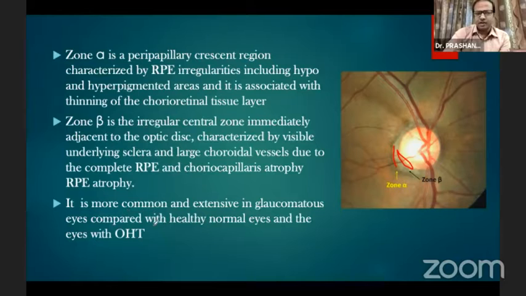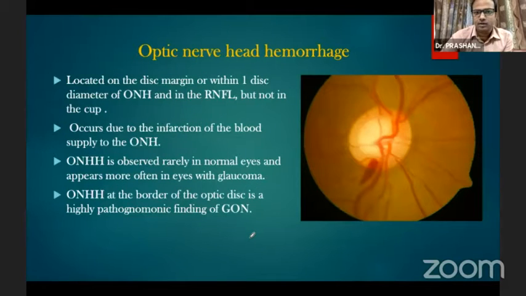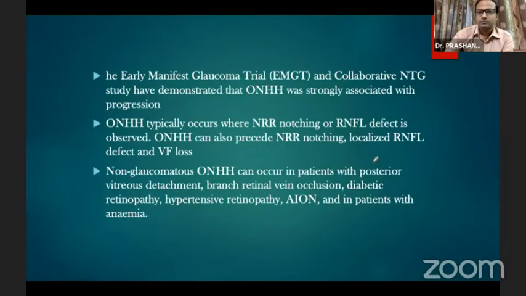And there are various studies where it is documented that zone beta is more prominent in cases of ocular hypertension and normal tension glaucoma. Next finding is to examine the optic nerve head to find any hemorrhage. These hemorrhages are called Drance hemorrhages, which are present at the margin of the disc or one disc diameter away from the disc. It basically occurs because of infarct of the retinal nerve fiber layer. If you find a hemorrhage like this, it could be a case of normal tension glaucoma or primary open angle glaucoma which is progressing.